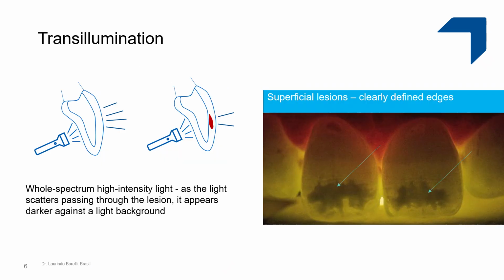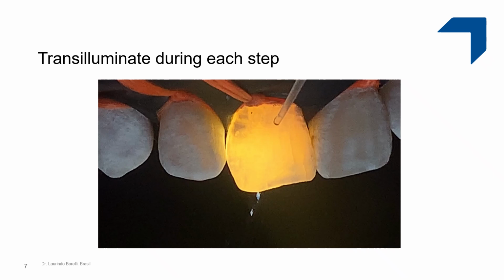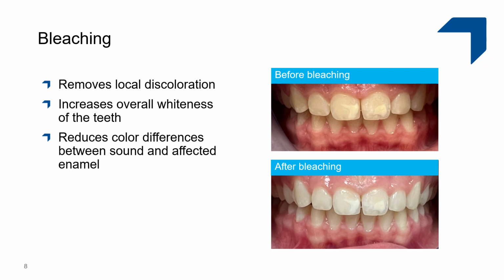Before developing an appropriate treatment plan, use transillumination to assess the lesion depth and determine whether it is suitable for resin infiltration. Transilluminating at each step is a useful resource that helps guide your treatment protocol along the way. In many cases, bleaching may be recommended by the clinician or requested by the patient. Allow a minimum of 2 weeks post-bleaching before treatment. This ensures enamel rehydration and reduces the risk of sensitivity interfering with results.